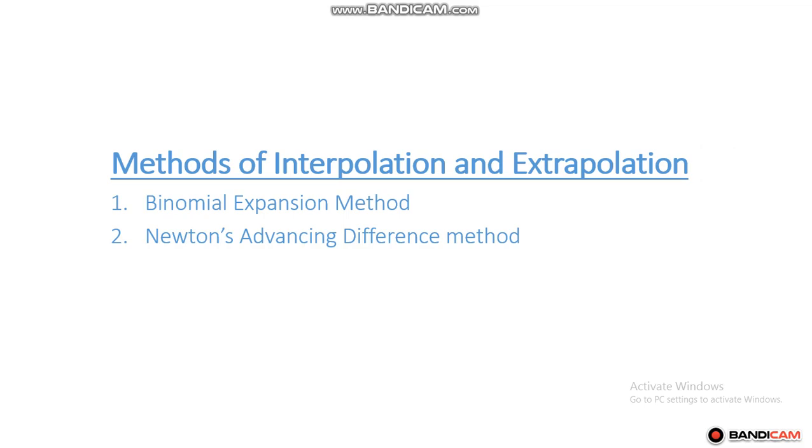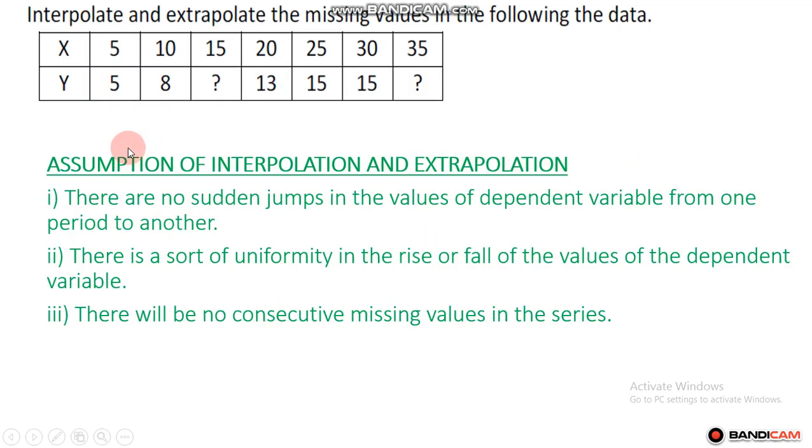We have two methods to find values within the range of a given series and outside the range of a given series: the binomial expansion method and Newton's advanced method. Before going to method number 1, the binomial expansion method, the next topic is the assumption of interpolation and extrapolation, which is a very important question for 2 marks.